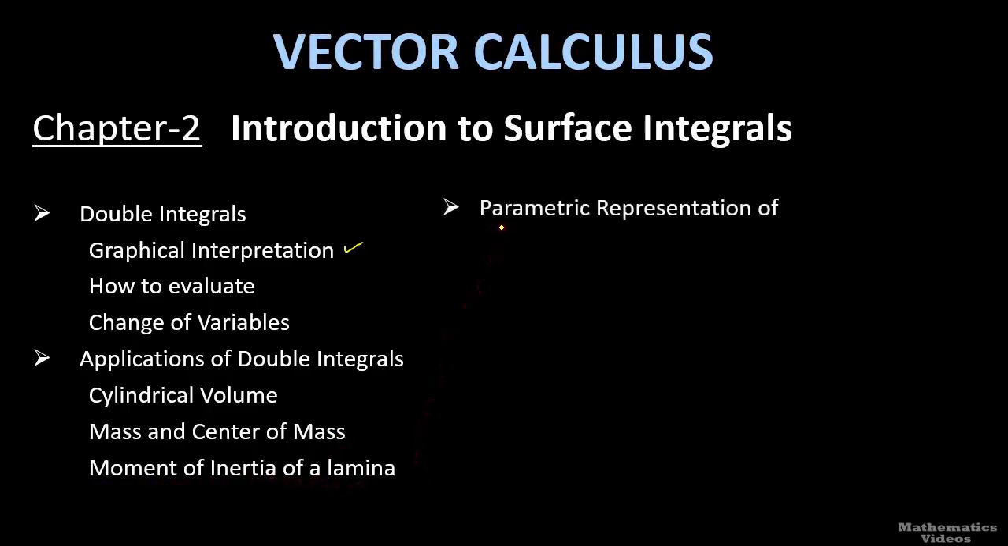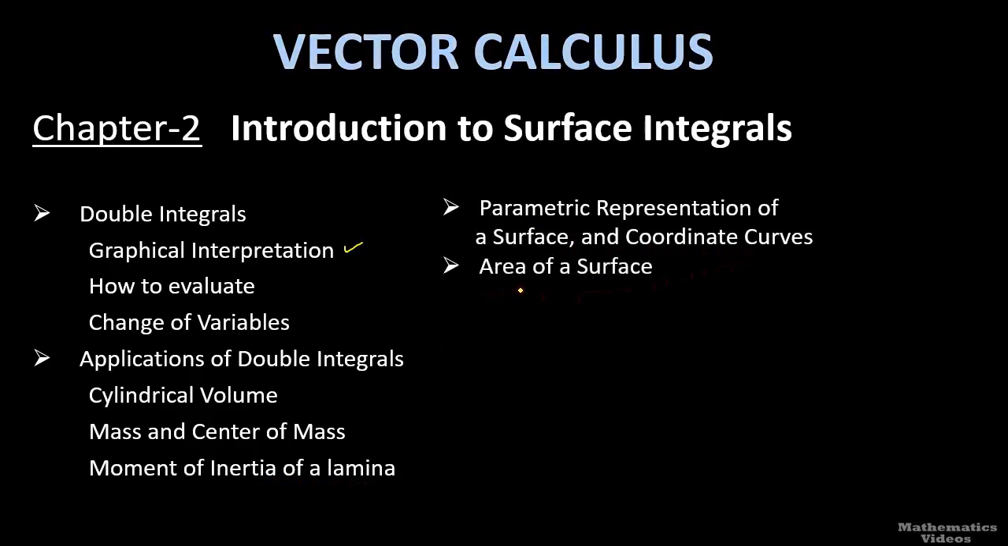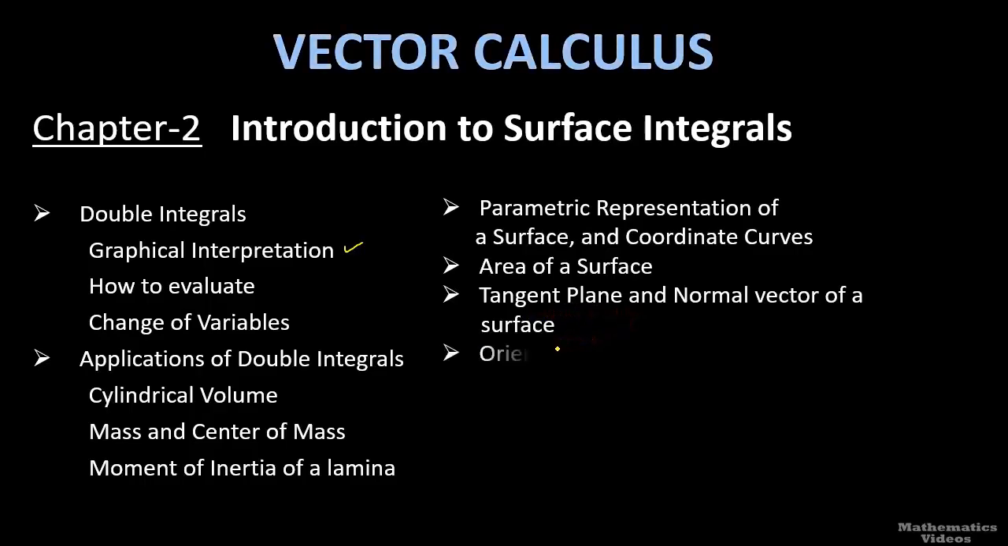And then we will discuss the parametric representation of a surface and the coordinate curves on a surface. And then we will discuss how we can find out the area of a surface described parametrically, and we will also discuss alternative formulas in calculating the area of a surface. And then we will discuss how we can find out the expressions for the tangent plane and the normal to a surface described parametrically. This is a very important topic.